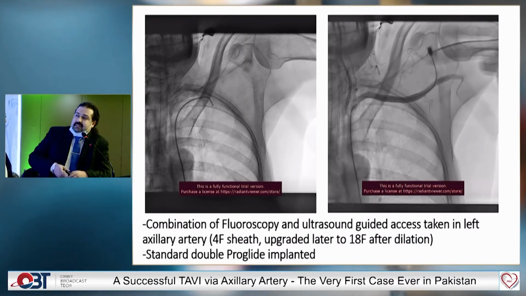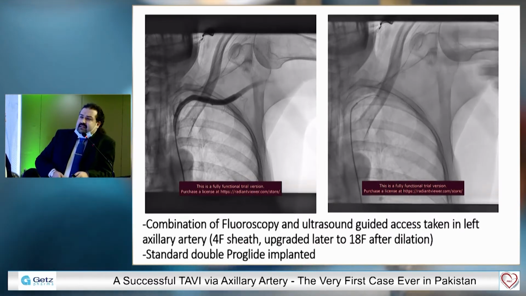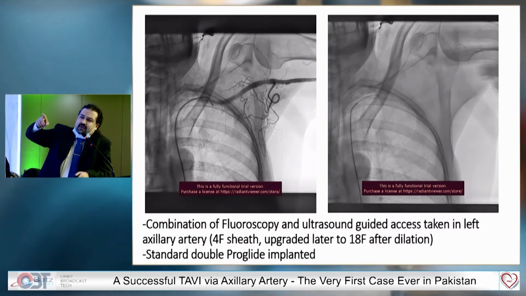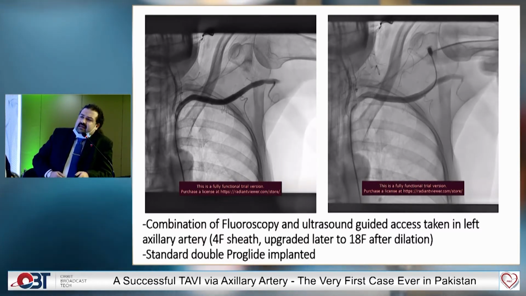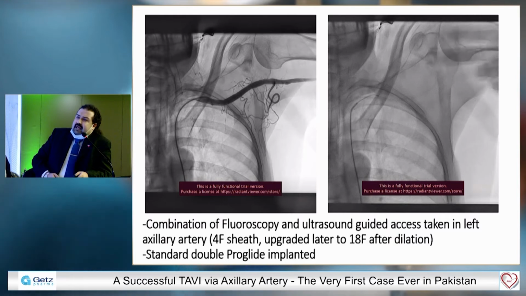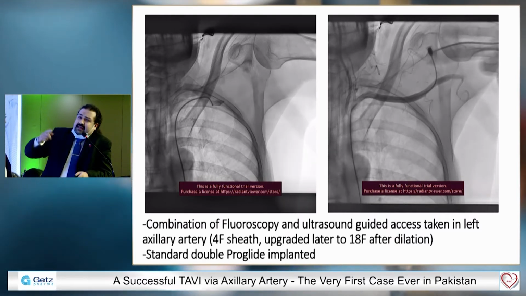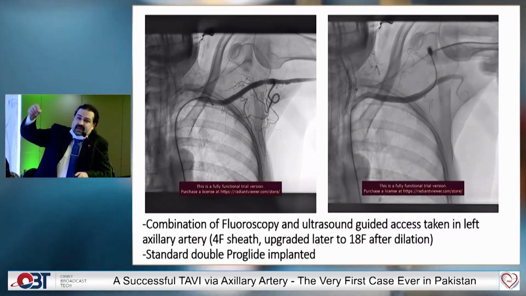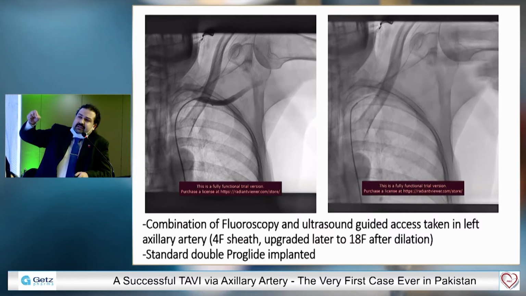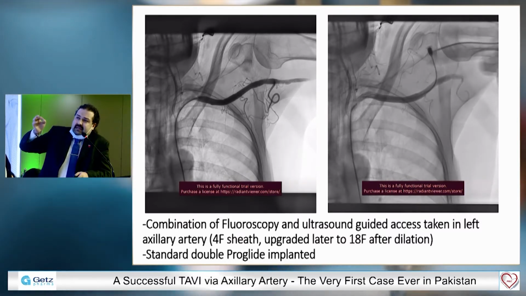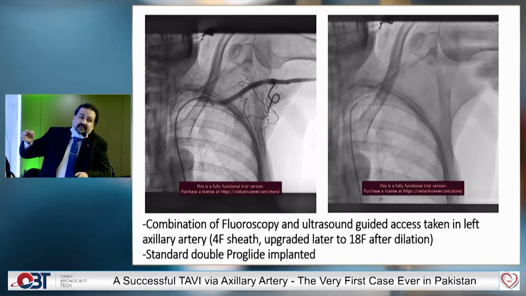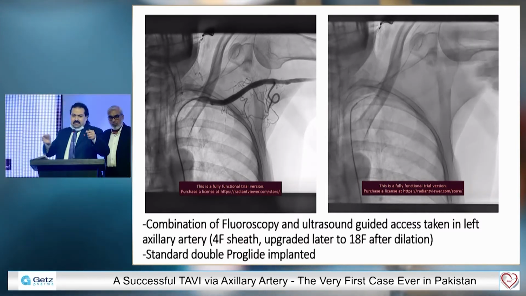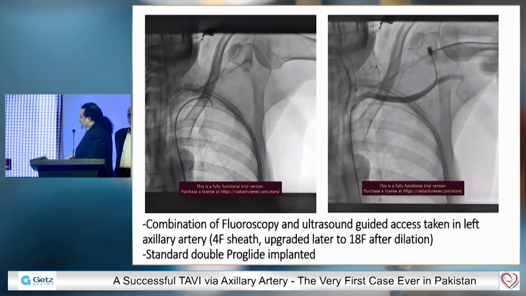Okay, so the important part is how to take the access from the axillary artery, and this is the first time we have seen a different procedure, but we have done as follows. We put a JR catheter in the left subclavian and opacified the artery, and from outside with a locator, we decided where we wanted to enter, and with a sterile marker, we marked that area. We introduced the needle under the guidance of ultrasound.